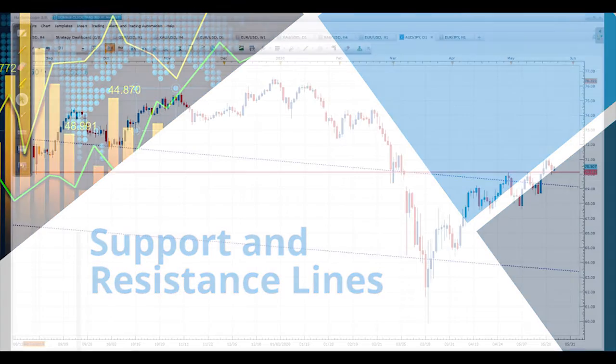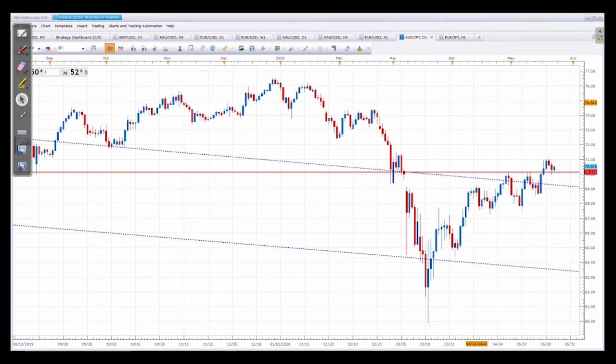Okay, folks, here we are again. In our last session, we drew some trend lines, long-term trend lines. Now we're going to draw support and resistance lines.